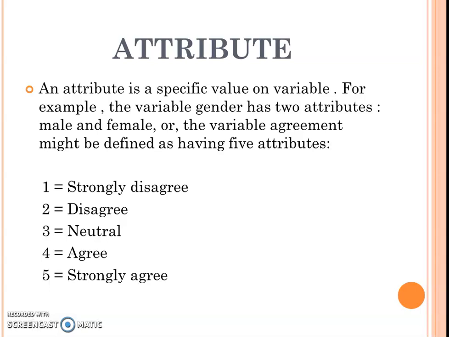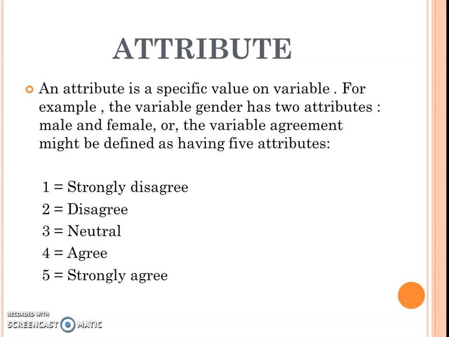For example, if you ask a particular question related to agreement, such as are you agreeing with the policies of the government, some people are strongly agreeing, some people are strongly disagreeing, some people are neutral and don't want to comment, and some people are disagreeing or agreeing. These are all different opinions of the people.